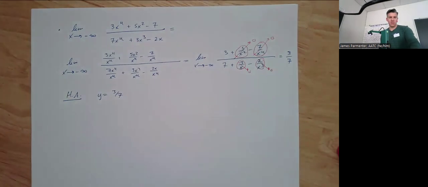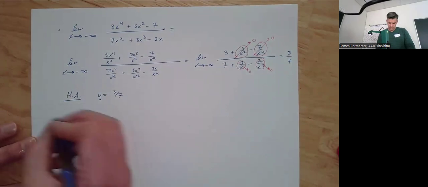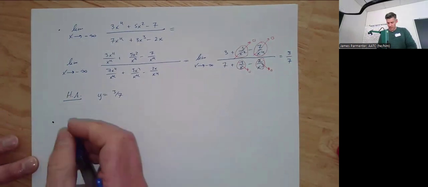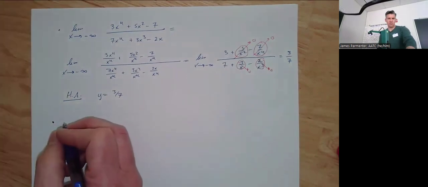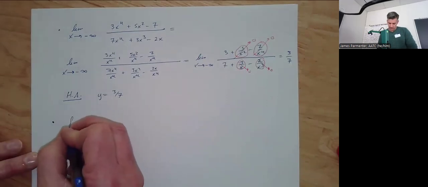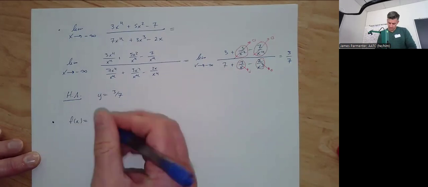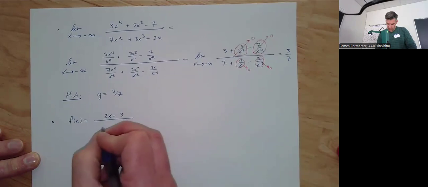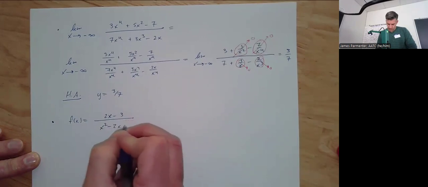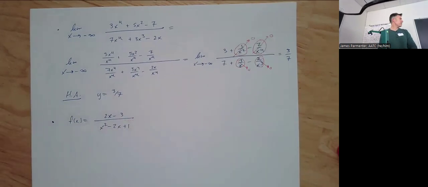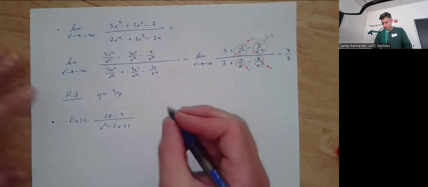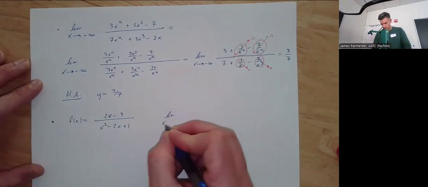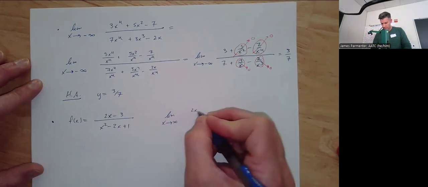Let's look at some other examples here. Let's look at f of x equal to 2x minus 3 over x squared minus 2x plus 1. And I am interested in what's the limit as x goes to infinity of this thing.